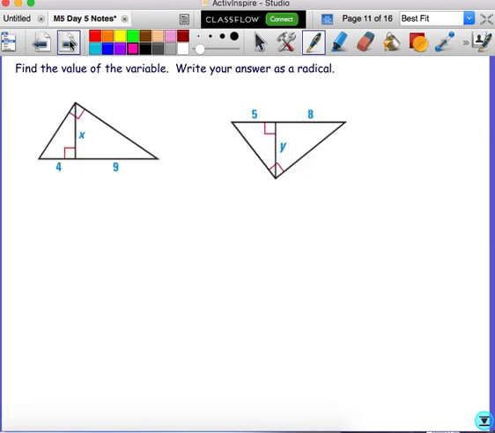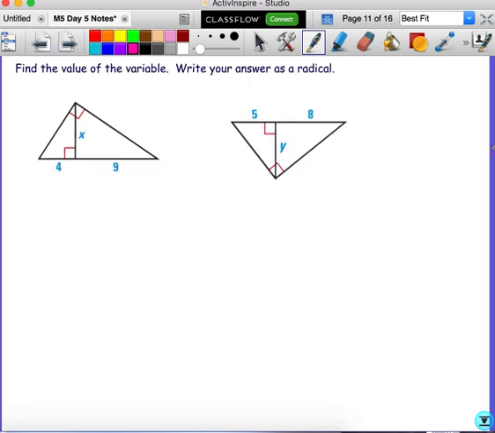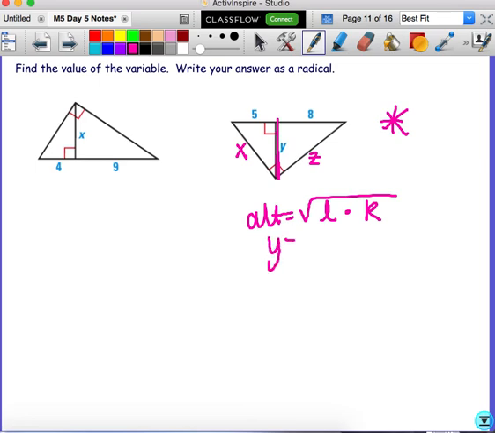So let's do these couple of examples here using the shortcuts that we have. And what we're going to do is we're only going to look at this one right here as our example, and then we're going to close out our notes today. However, I'm going to have you add x and z to this picture. So looking at this, y is my altitude. That's the height of that figure. So my altitude should equal the square root of the number on the left times the number on the right. So y should equal the square root of 5 times 8, which is the square root of 40.